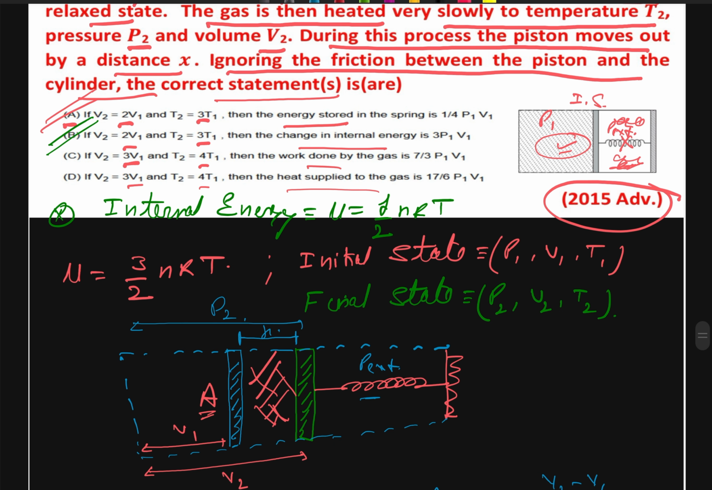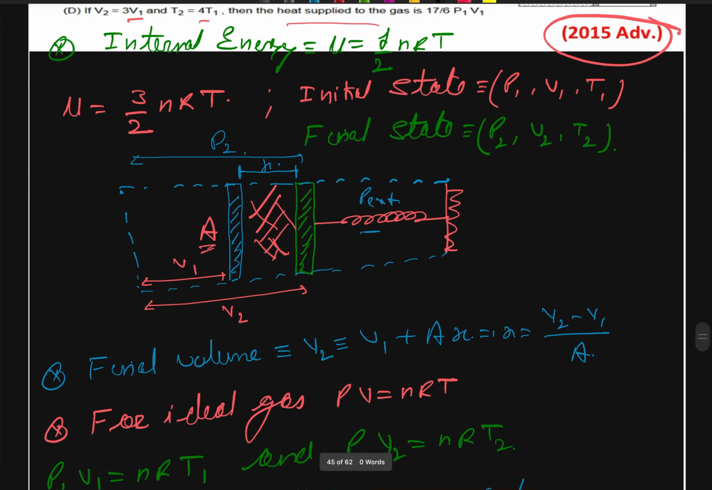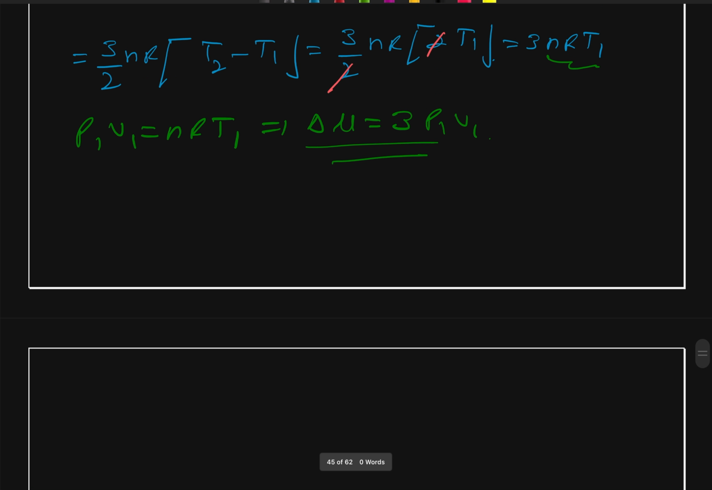And now work done and heat. Okay, 3V1 and 4T1. So option B is correct.